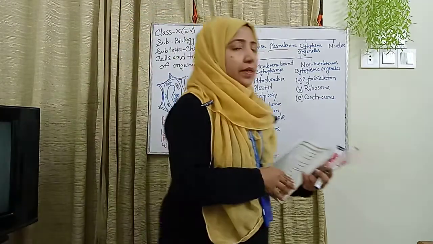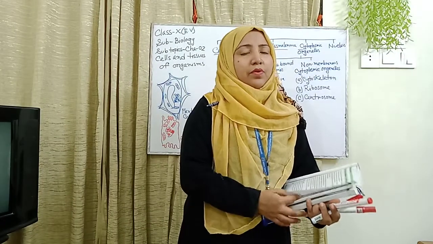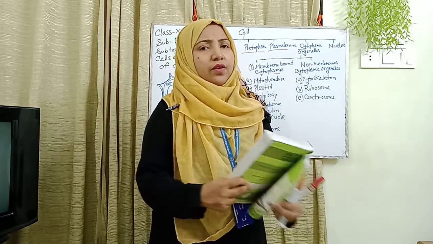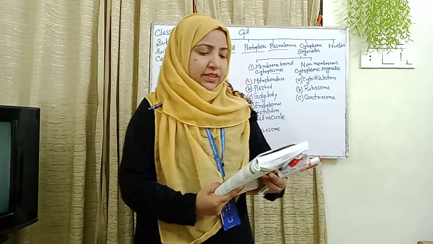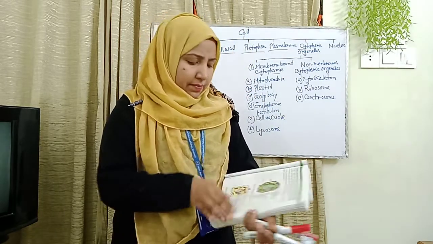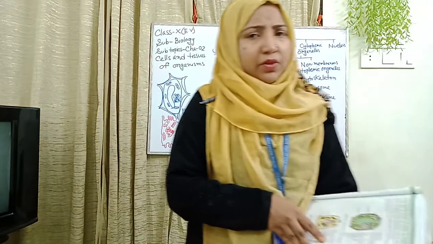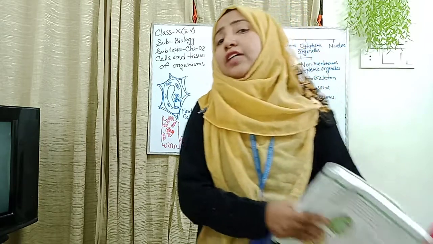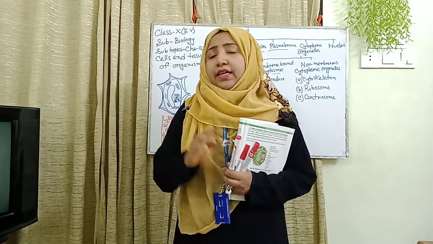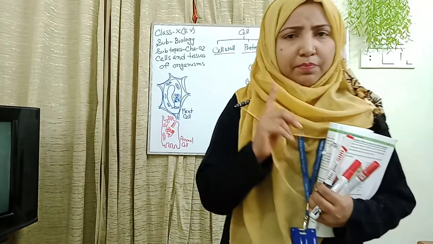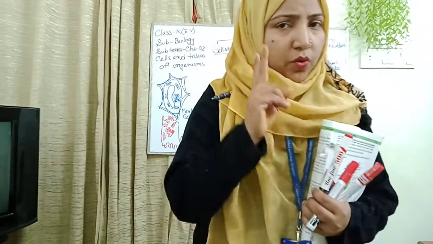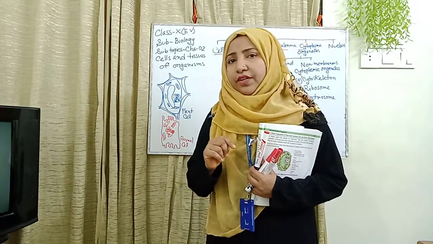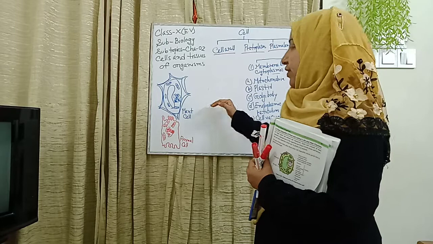Today our first topic is the cell wall. Please everyone open the book, and I will briefly explain what the cell wall is. After the cell wall, I will also explain how many types of cell there are. Basically, on the basis of the nucleus, we know there are two types of cell. First is the prokaryotic cell and another is the eukaryotic cell.